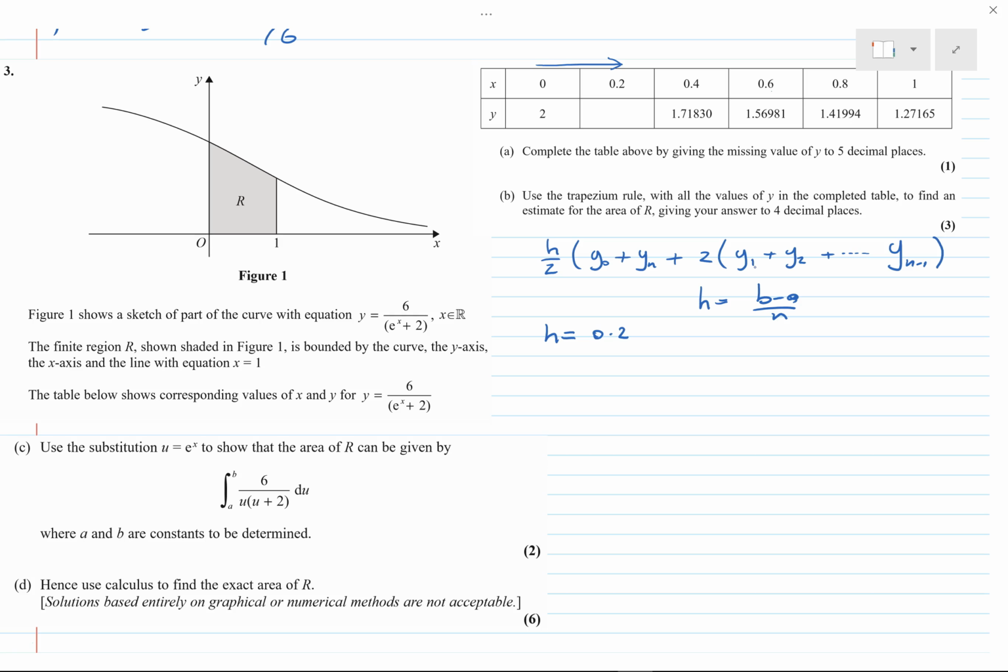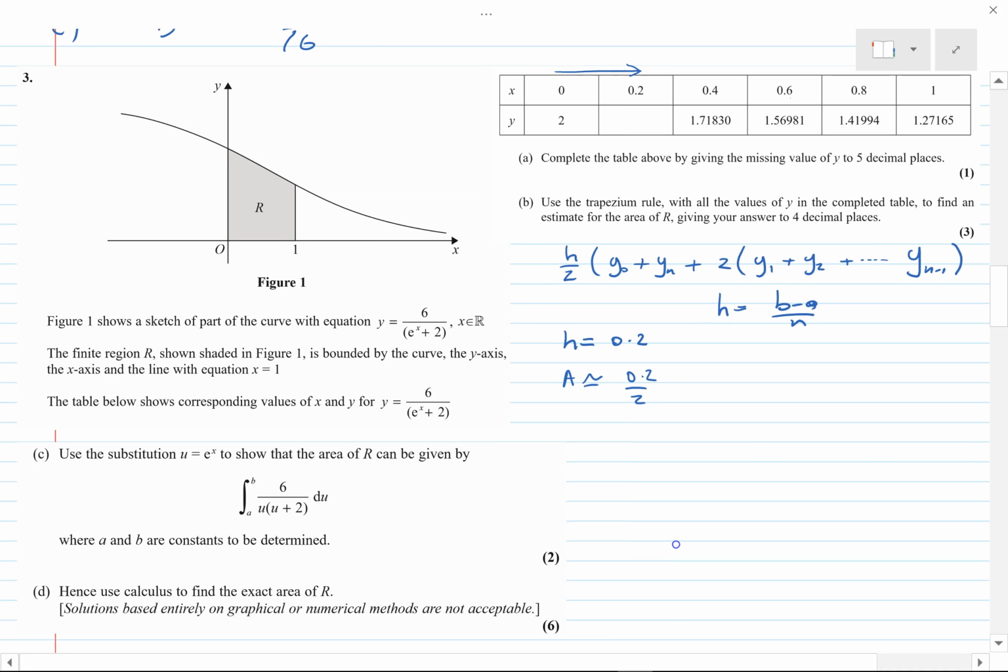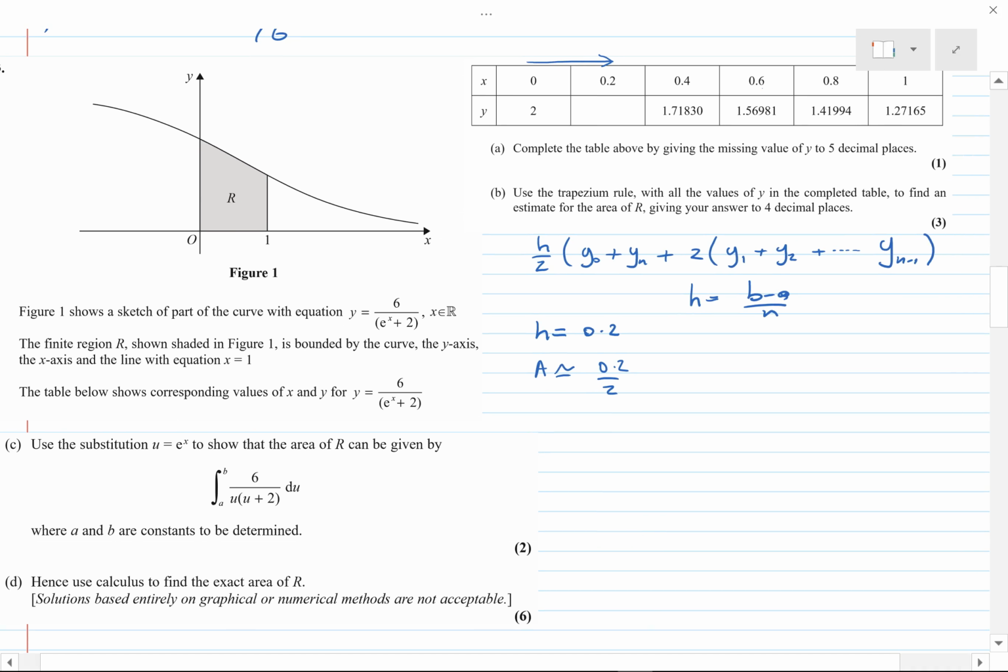There we go. Okay, so the area is approximately equal to 0.2 over 2, because h is equal to that. Oh, sorry, I haven't actually worked this value out. It's just a case of putting 0.2 into that formula. Hopefully we can all do that. That's 1.86254. Make sure you give 5 decimal places. Read the question. It wants 5 decimal places. So if you give 4, well, you're not going to get the mark, are you? So there we go.